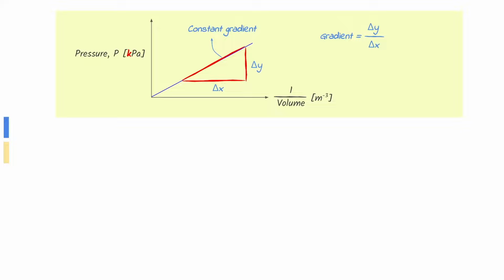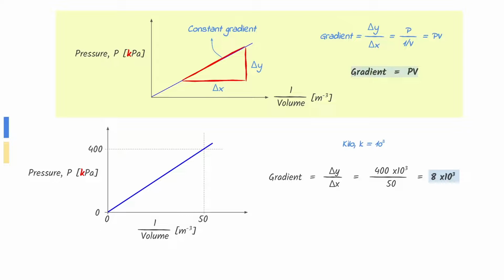Let's start by analyzing the gradient. Gradient is found by dividing delta y with delta x. In this question, y is pressure and x is per volume. Dividing them together gives us PV. Keep this in mind. Now let's find the gradients.